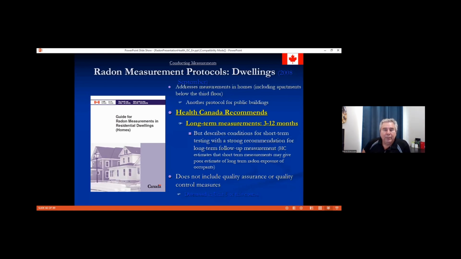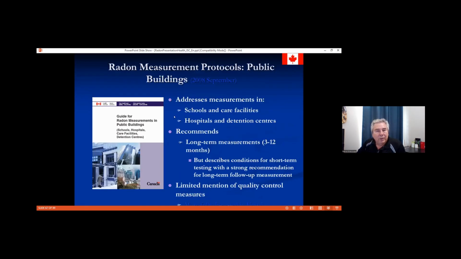Guidelines for radon measurements in homes. You have this guide here that you can actually download from Health Canada. If you went into Google, guide for radon measurements in residential dwellings, Health Canada, you can download this free. Health Canada recommends long-term measurements, 3 months or more, essentially 3 months to 12 months, up to a year. That's what they recommend. They also have a guide for public buildings. So if you're thinking of measuring schools, health centers, etc., they have this guide here that you can use. And again, recommended long-term measurements, 3 months up to a year.